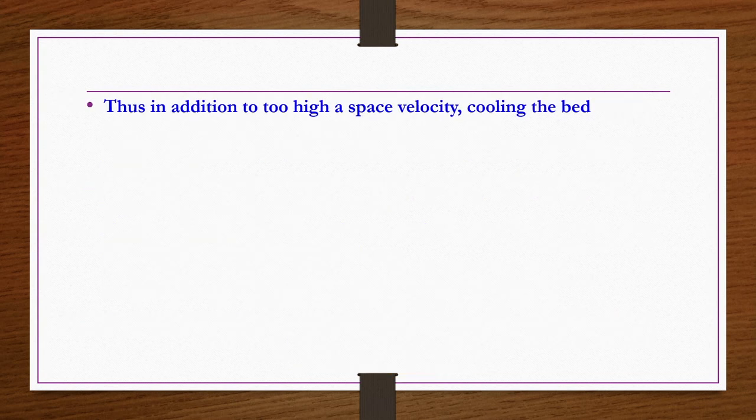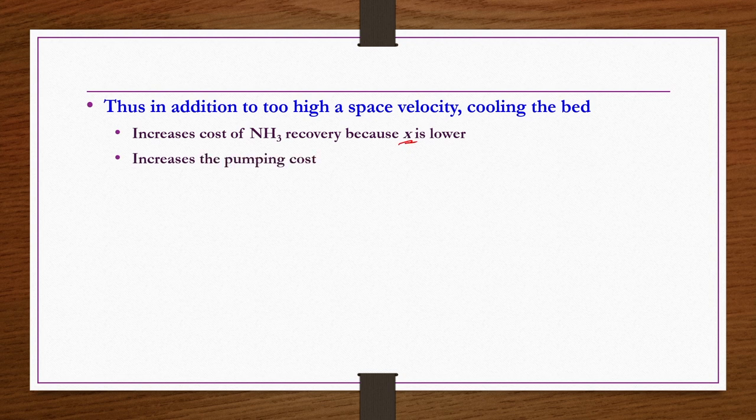So now what you understand is, in addition to too high space velocity, cooling the bed will increase the cost of ammonia recovery because X is lower here, and it also increases the pumping cost. If you are increasing the space flow rate, that means you are increasing the space velocity. High space velocity means high flow rates have to be given, and if you have high flow rates, then the pumping cost would be high. That is what it means.